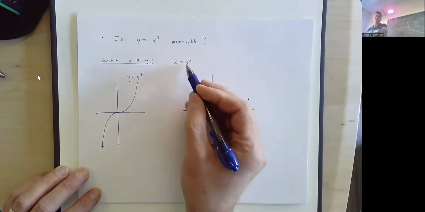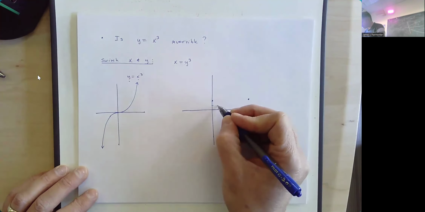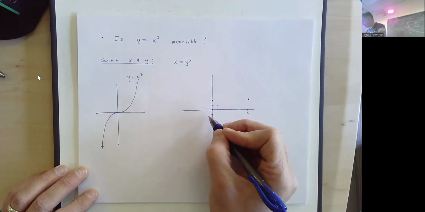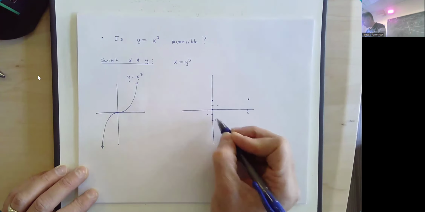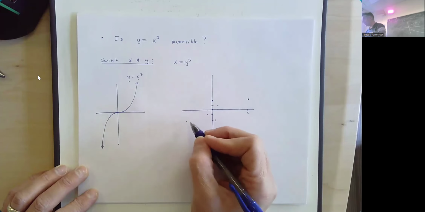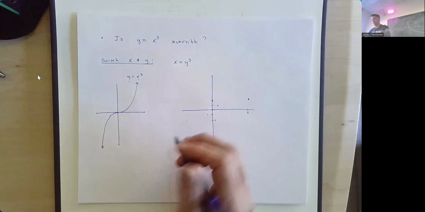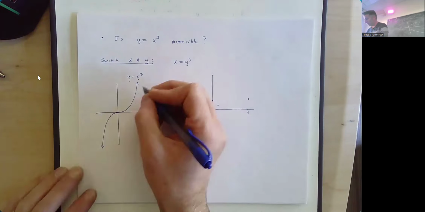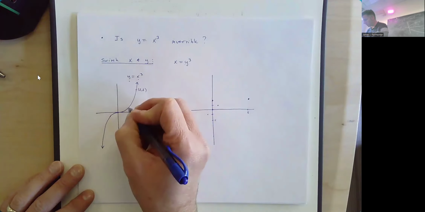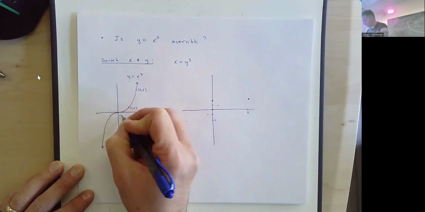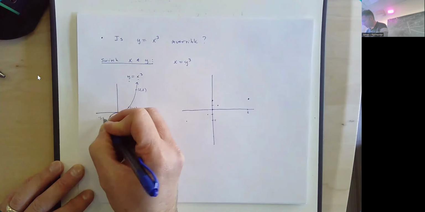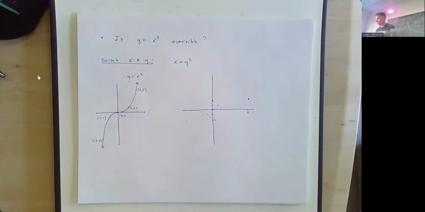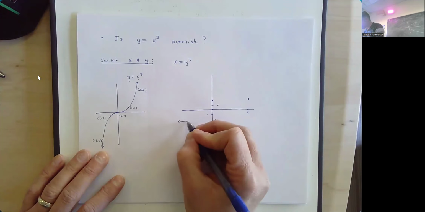Instead of, well, 1, 1 is still a point. I still get 1, 1. I still get 0, 0. If y is -1, x is -1. If y is -2, x is -8. And literally, what's happening here is I am interchanging all the xy coordinate pairs. On this graph, I would have the points 2, 8, 1, 1, 0, 0, -1, -1, -2, -8. And I'm just changing the x and y positions. So it's going to look kind of like this.